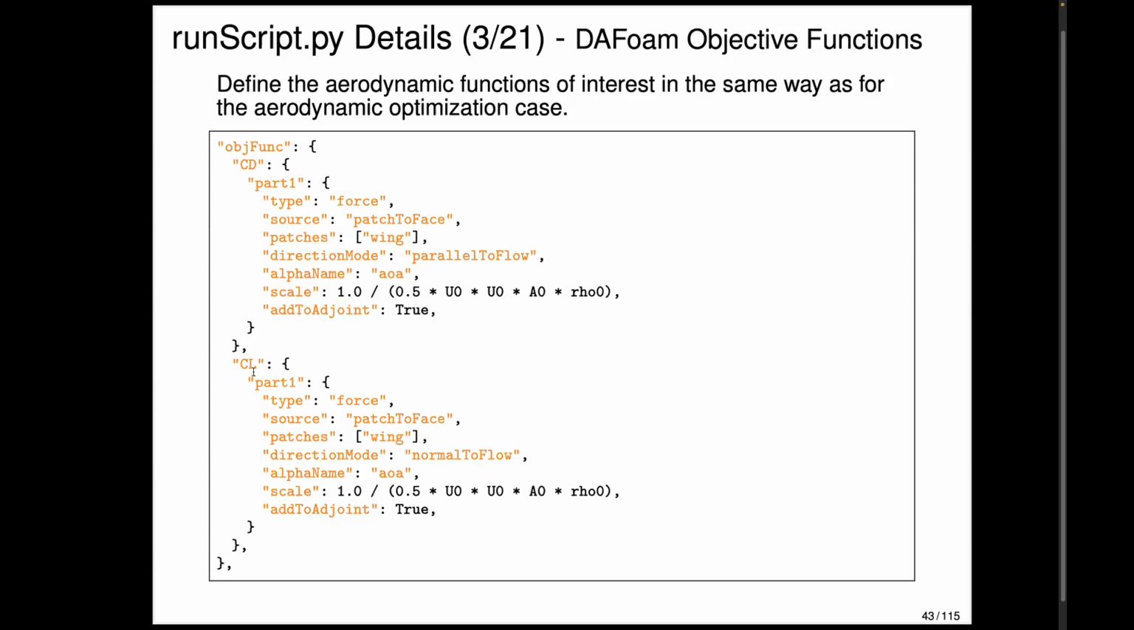And you'll do the same for coefficient of lift, where you'll define it as a force, again, patch to face, and you'll select the wing. In this case, it's normal to the flow because we want it to be the lift direction. And you'll again select the angle of attack and scale it how you'd like, and then add it to the adjoint. So this is no different from what you have done in the past for DAFoam V2 and what you would be doing for an aerodynamic only case in DAFoam V3.